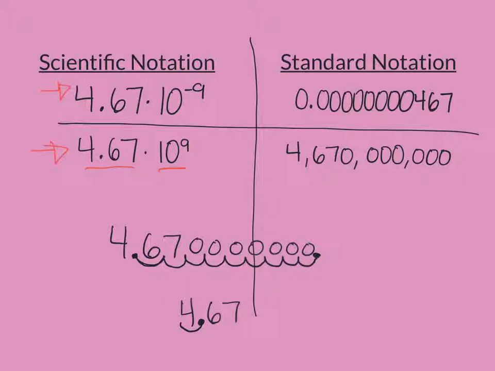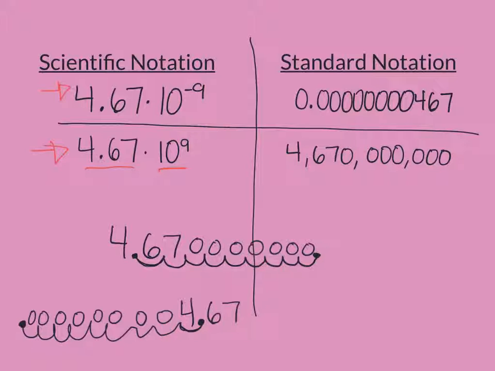So if we have -9, that means I need to move the decimal point to the left 9 times. 1, 2, 3, 4, 5, 6, 7, 8, 9. There's the new location of the decimal point. I will fill in each place with a 0, and that is how we got from here to here in our new standard notation.